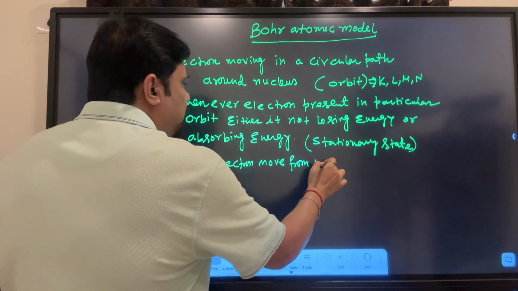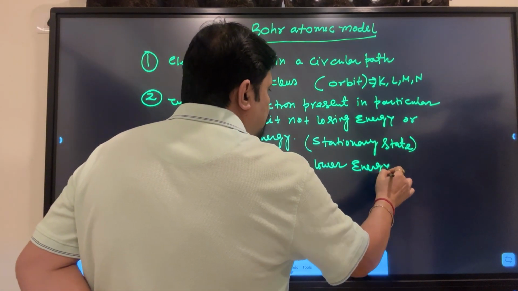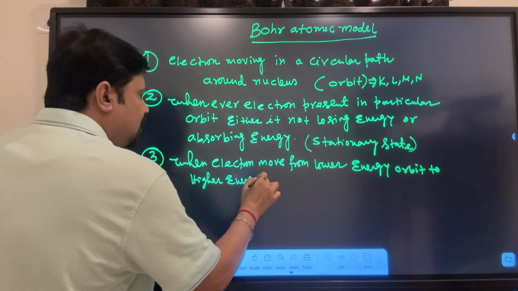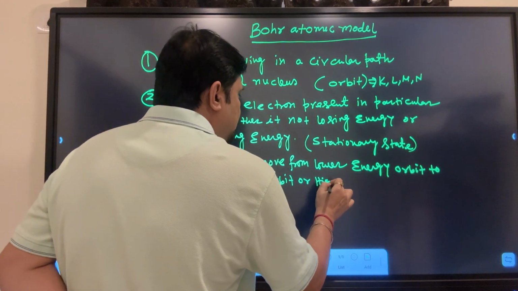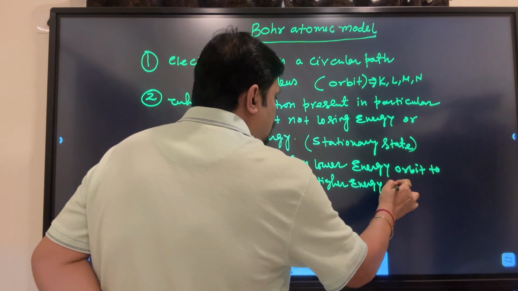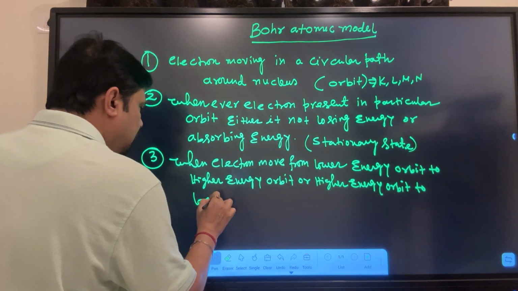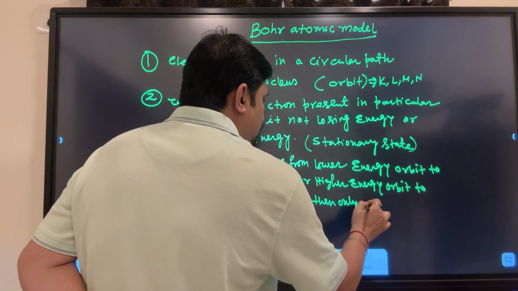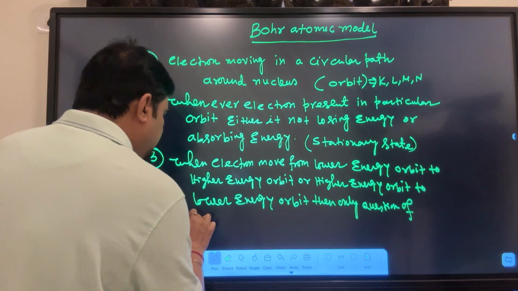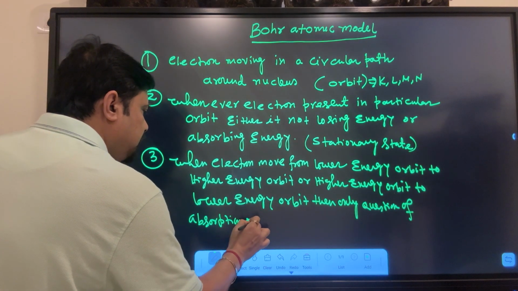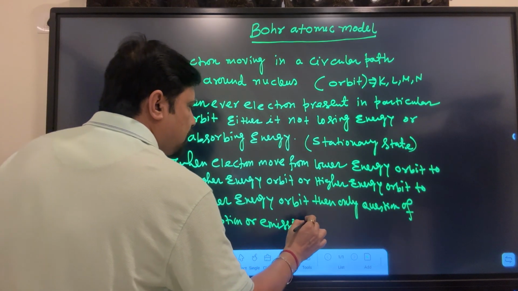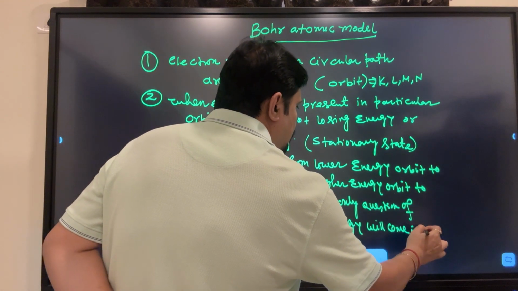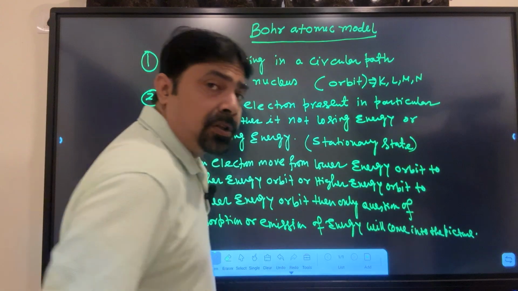When an electron moves from a lower energy orbit to a higher energy orbit, or from a higher energy orbit to a lower energy orbit, then only the question of absorption or emission of energy will come into the picture, in accordance with Planck's quantum theory of radiation.